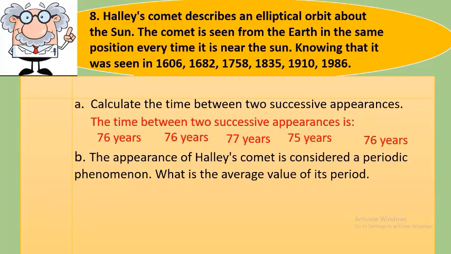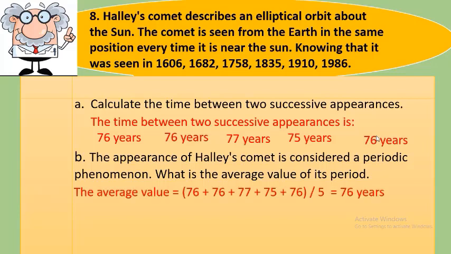What is the average value of its period? So an average is always adding all the numbers together and dividing them by how many there are. So the average value is adding these together, 76 plus 76 plus 77 plus 75 plus 76. The answer to that divided by 5, which is 76 years.